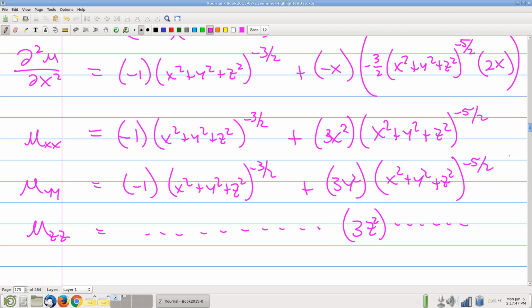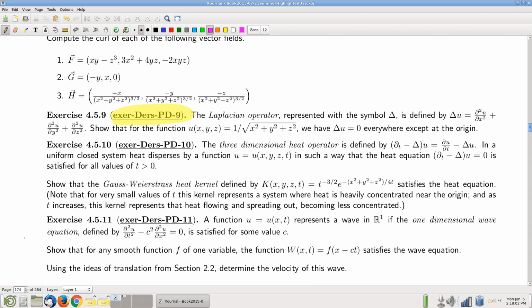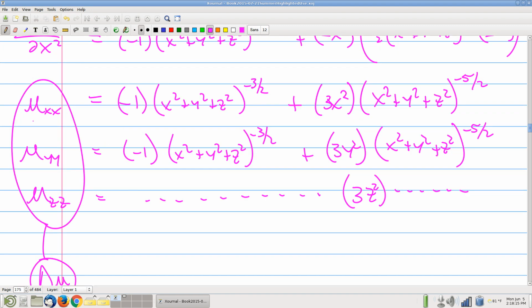Yeah? Okay. All right. So the thing that we're interested in is the sum of all three of those things. That's the Laplacian. Right? Let's go back up to the formula up here. The Laplacian is the sum of those three second partials. Okay. All right, so I just want to add those three things. It sure doesn't look like it's going to all cancel, but it does. So let me show you how this all canceled.